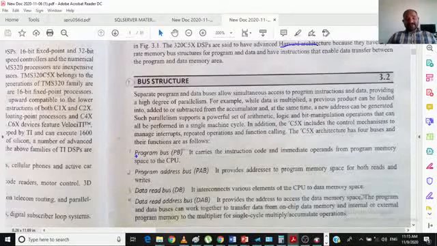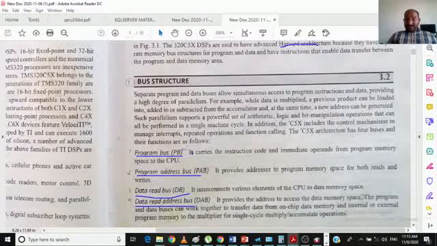The first bus is the program bus. Next is the program address bus. Next is the data bus. Next is the data read address bus. So PB program bus, PAB program address bus, DB data read bus, and DAB data read address bus. What does the program bus mean? For the program memory we have two buses, and for the data memory we have two buses. They are separate buses, not common.